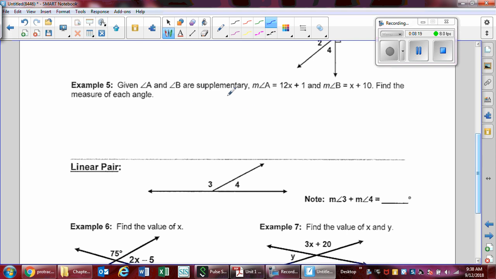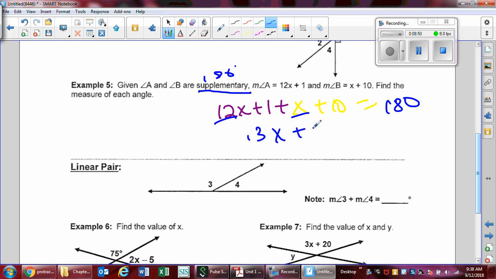All right, angles A and B are supplementary. Angle A is 12x plus 1, angle B is x plus 10. Find the measure of each angle. Well, supplementary is 180, so every time I see the word supplementary, I put 180. Then all I have to do is angle A, which is 12x plus 1, plus angle B, which is x plus 10, equals 180. You just combine like terms, right? 13x plus 11 equals 180, subtract 11 from both sides, and you just solve it.